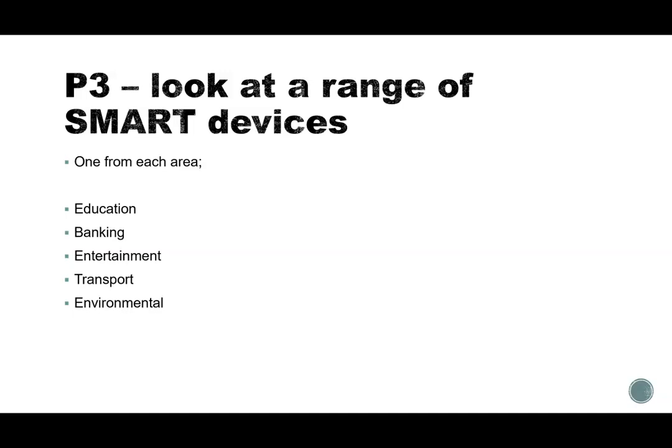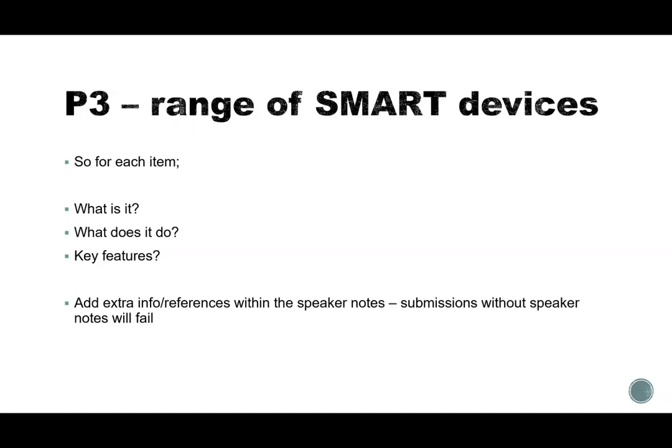So education, obviously you're in education, banking, entertainment. A number of you have entertainment devices. How could we use smart devices in transport and environmental smart devices? So what I'm looking for here is not hugely in-depth discussion on each of these. You need to describe what it is, what it does, and identify some key features. So it's not out there in terms of what you actually need to produce for this.